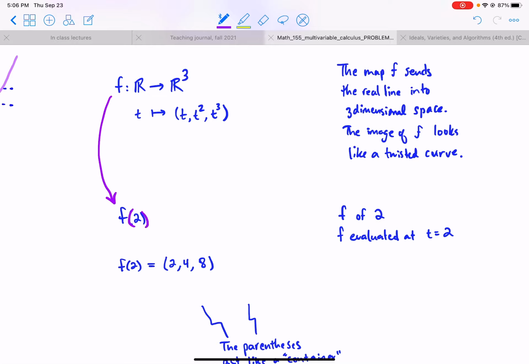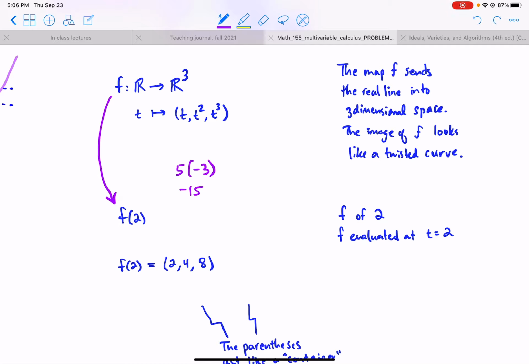They mean evaluate the function F at the input t equals 2. They don't mean multiplication. Whereas if we wrote 5 parentheses minus 3, here the parentheses mean something completely different. They mean that we're supposed to multiply these numbers together and get out a new number. And so this was confusing to me.